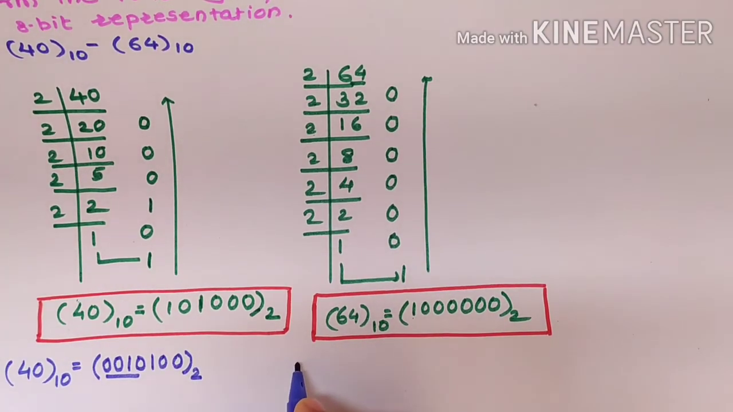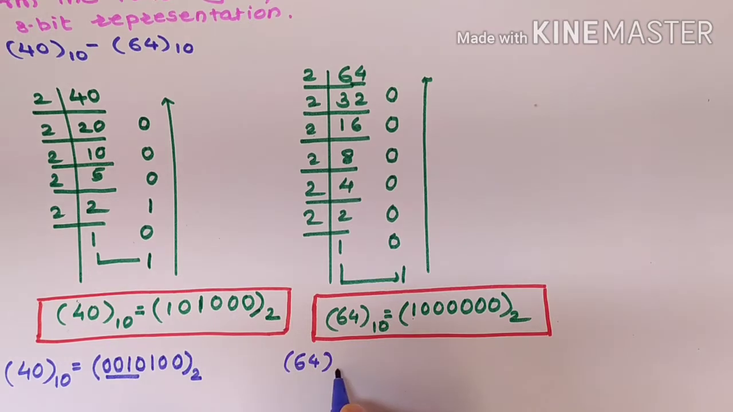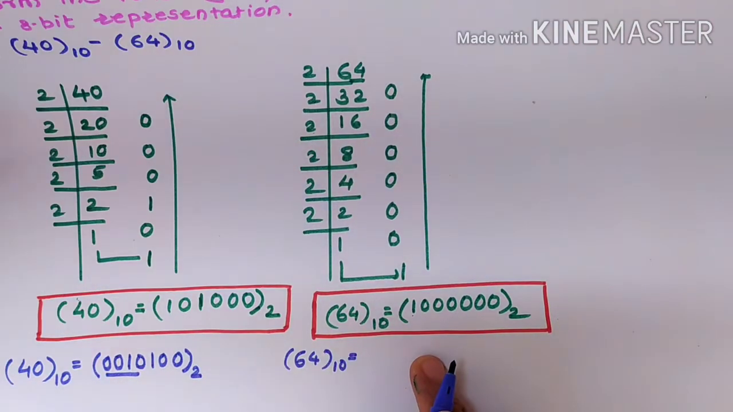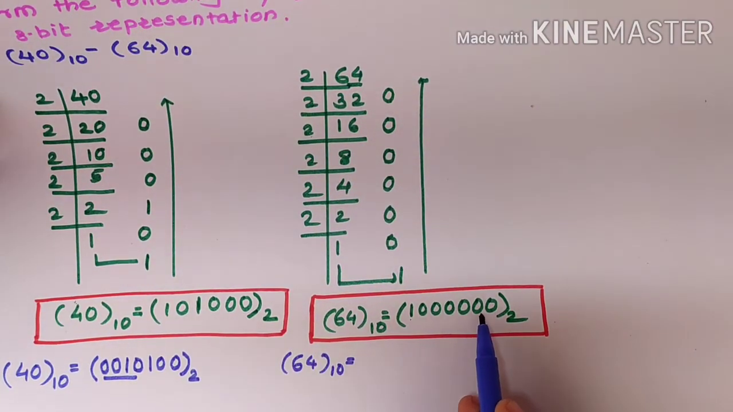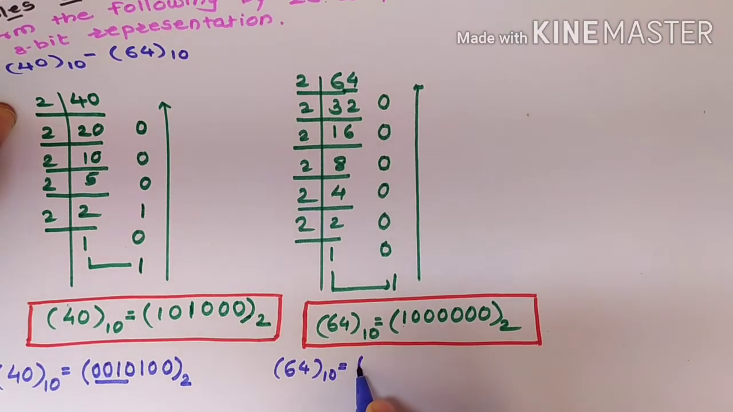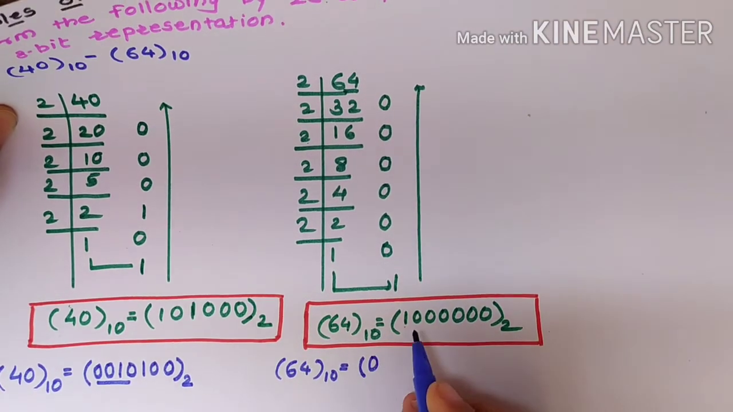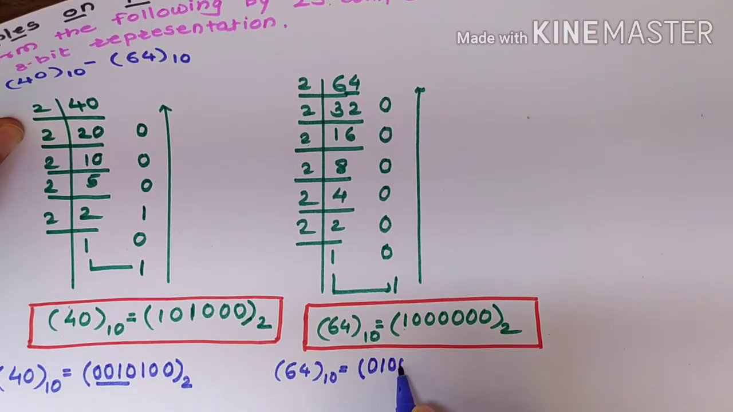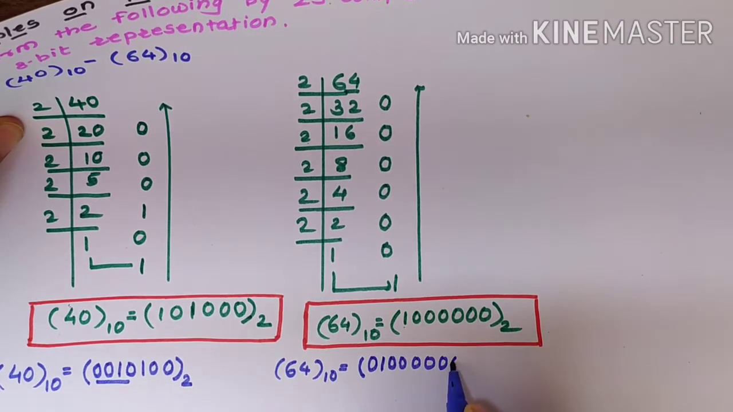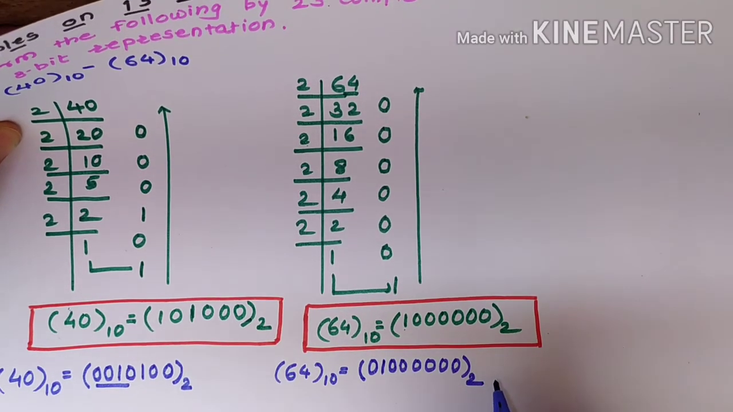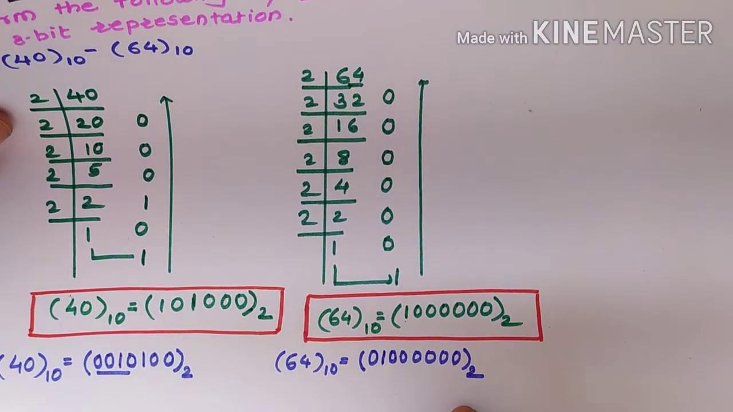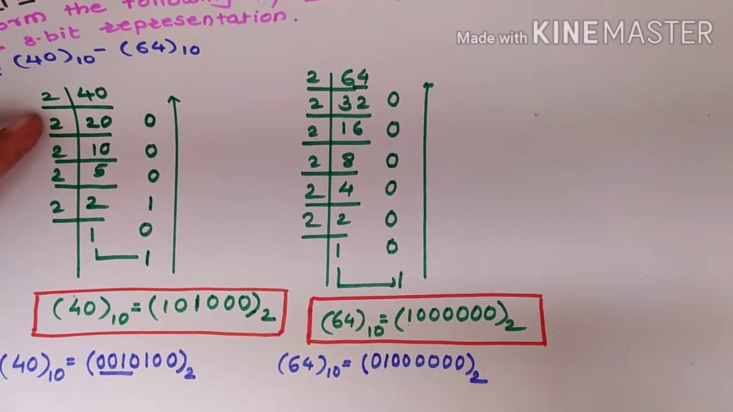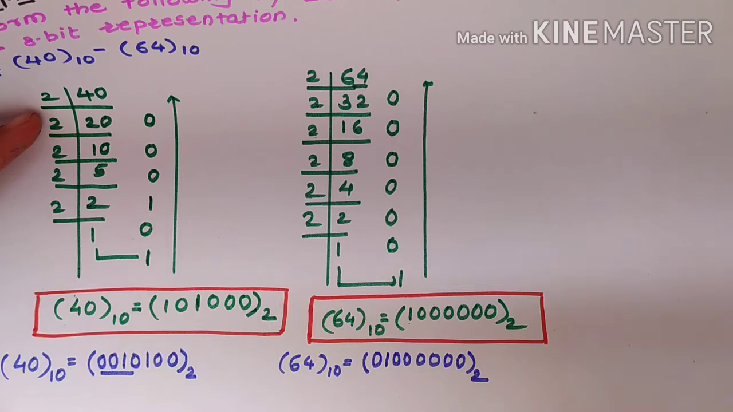Now in a similar way, the equivalent binary of 64 decimal consists of 7 digits: 1 2 3 4 5 6 7. We only have to write one 0 at the left side, the MSB place. So 0 1 0 0 0 0 0 0. This is the equivalent 8-bit binary of 64 decimal. Now let us start with the twos complement binary subtraction.